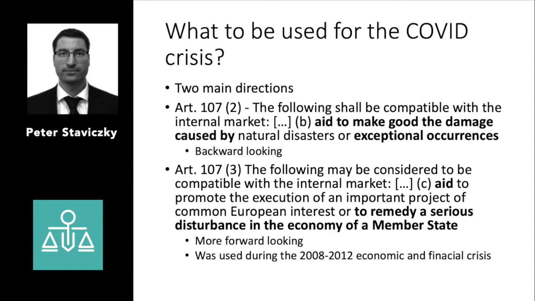And secondly, the Commission can grant state aid to prevent or remedy any kind of serious disturbance in the economy of the member states. So this is more a forward-looking thing, because it focuses also on the effects in the future. So this second option was used during the economic and financial crisis by the Commission. They have created temporary rules to mitigate the impacts of the financial and economic crisis.